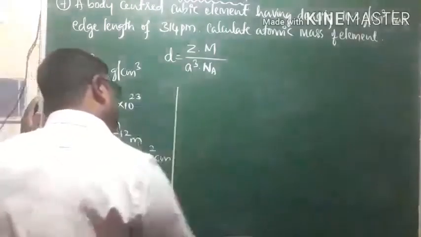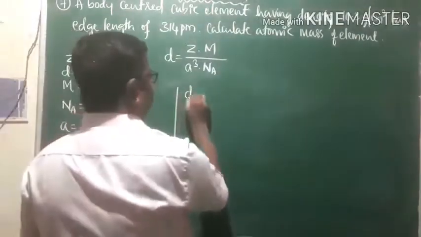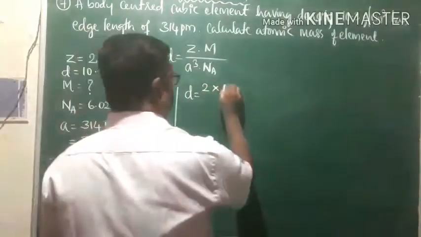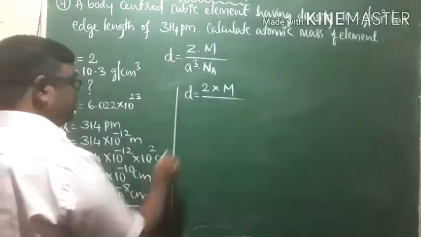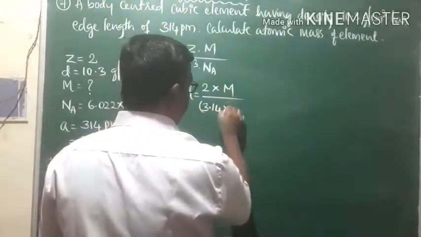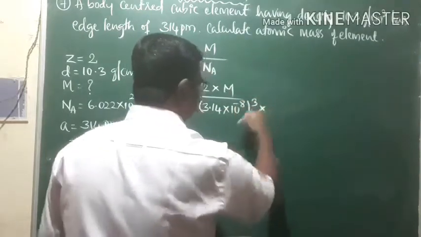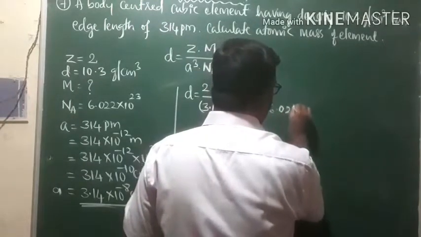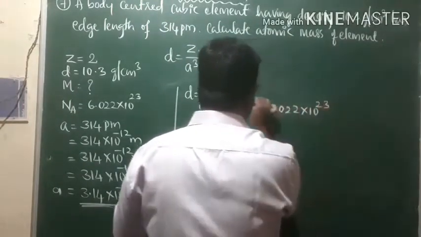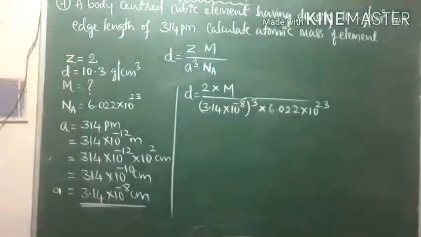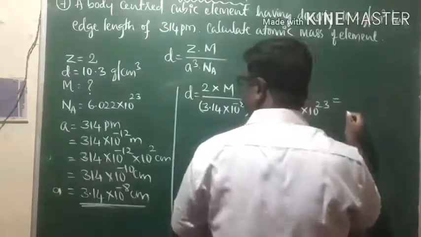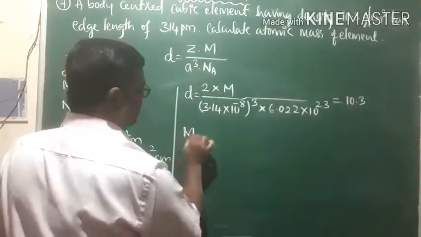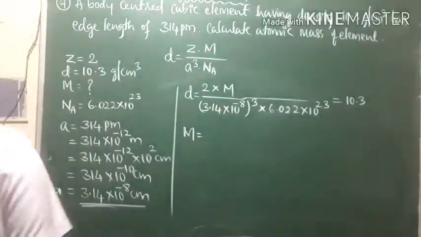Right? Now if we substitute all these values, density equals z value is 2, atomic mass is what you are supposed to calculate, and of course a cube, that is 3.14 into 10 to the power of minus 8 whole cube, into Avogadro number 6.022 into 10 to the power of 23. This is the substitution first, and that is equal to density 10.3 gram per cm cube. Then you need that M there, cross multiply.